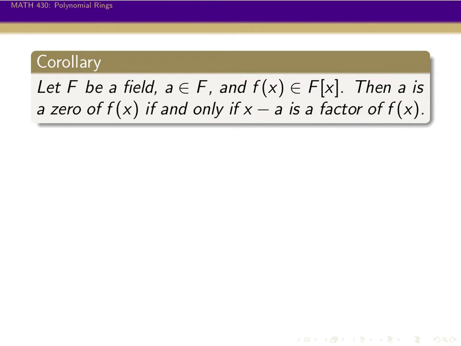The second corollary is the same situation, but now a is a zero of f(x). That means f(a) equals 0 if and only if x minus a is a factor of f(x). What this is saying is that f(x) is equal to x minus a times some other polynomial q(x).